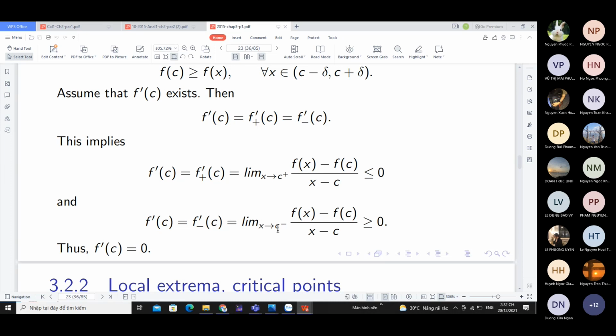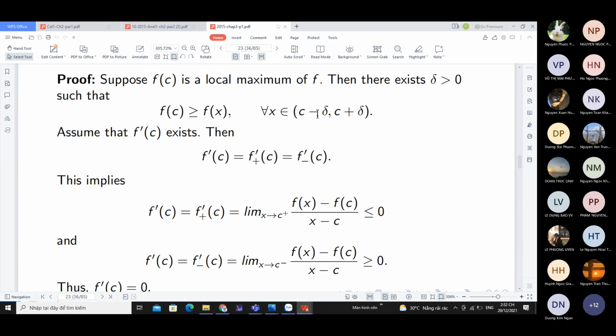So here, f prime of c is non-positive and f prime of c is non-negative. I mean f prime of c is less than or equal to 0 and f prime of c is greater than or equal to 0. That's why it must be 0. In this proof, the number c must belong to the interval (c minus delta, c plus delta) for some positive number delta. It also means f of c here is a local maximum or local minimum.